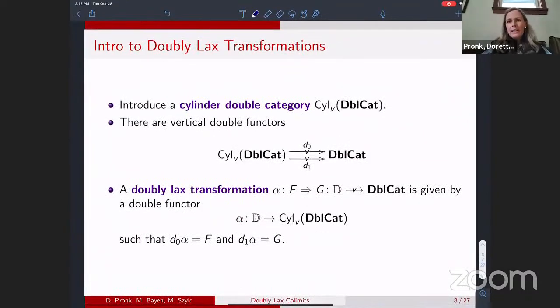The way we define our transformations is similar to the way that Benabou defined them for bicategories. And he did that in terms of the cylinder bicategory. And so we start here by constructing what we call the vertical cylinder double category, because again, you could make a similar kind of construction by starting with the horizontal arrows and cells instead of what we are going to be doing.